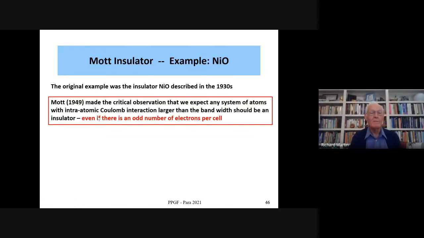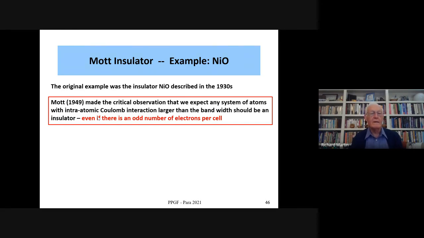So here's the one example I want to give, and then I'd be delighted to talk about others if anybody's interested. The original example of a Mott insulator was nickel oxide in the 1930s, and Mott discussed it then, but in 1949 he stated it in the way that's most useful today. It was the observation that any system of atoms with large Coulomb interactions on the atoms, larger than the bandwidth of electrons hopping between the atoms, should be an insulator. It just makes sense. Even if there's an odd number of electrons per cell, the electrons would just be prohibited from hopping from one site to another.